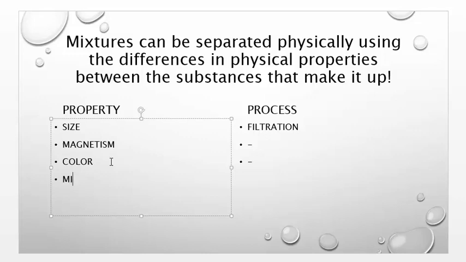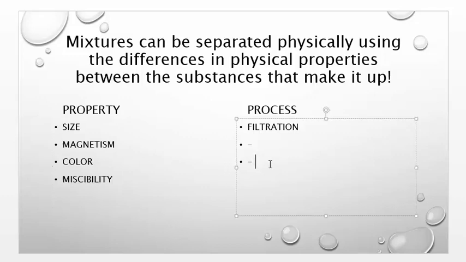Another one would be miscibility, which might be a new vocabulary word for you. What miscibility means is that you're able to mix it. Under miscibility, you might want to write down that miscibility means the ability to mix. The process you use to separate, if the two substances were immiscible together, such as oil and water, they don't mix together well. They are immiscible. So how would you separate them? You do decanting.